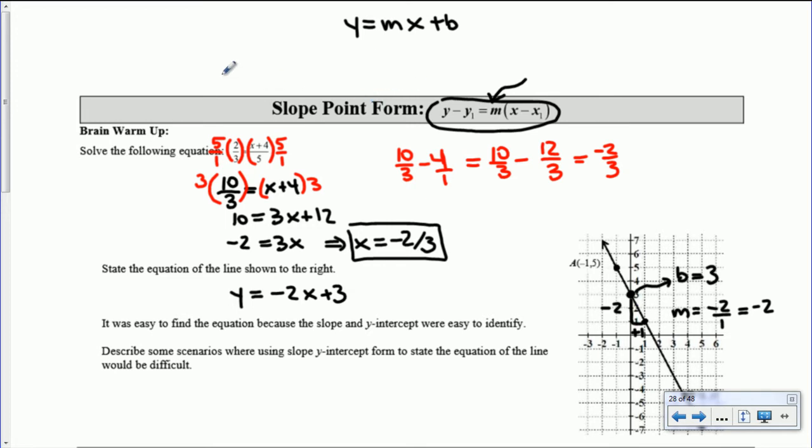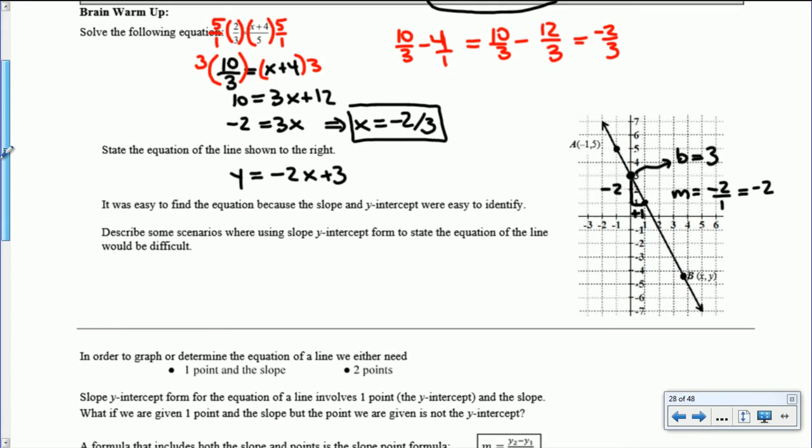Negative 2x plus 3. So easy to find the equation here because the slope and y-intercept were easy to identify. We had the y-intercept there. We could find the slope pretty easy. So what are some possible scenarios where using slope y-intercept form to state the equation of the line would be difficult? So slope y-intercept form will be difficult to use.